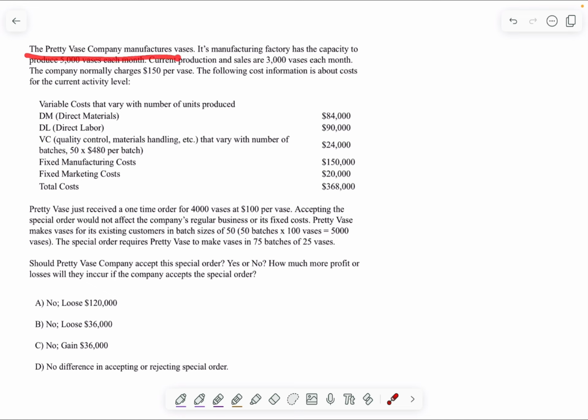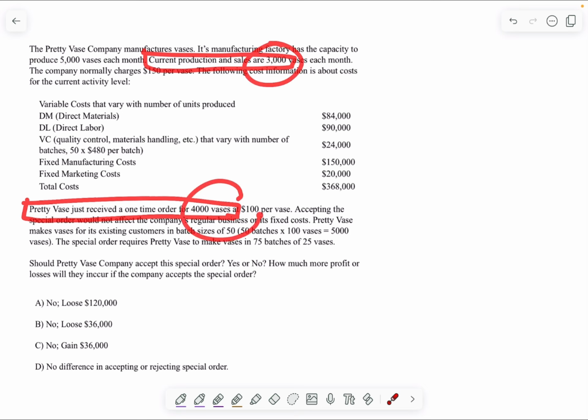Well, if I read the problem, the Pretty Vase Company manufactures vases. Its manufacturing factory has the capacity to produce 5,000 vases each month. Current production and sales are at 3,000 vases, so we normally do 3,000 vases. But if we read over here, we just received a special order for 4,000 vases. So if we normally make 3,000 vases and our special order is for 4,000 vases, that's a total of 7,000 vases, which is 2,000 more than we're capable of making.